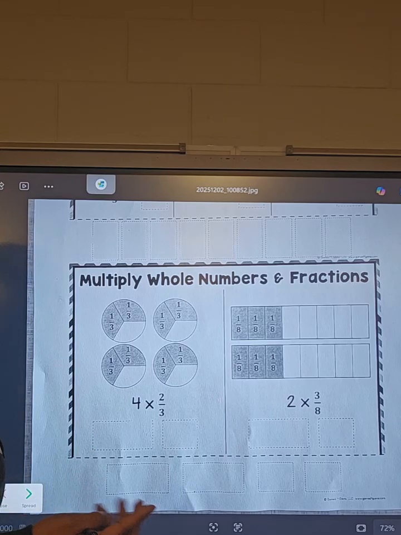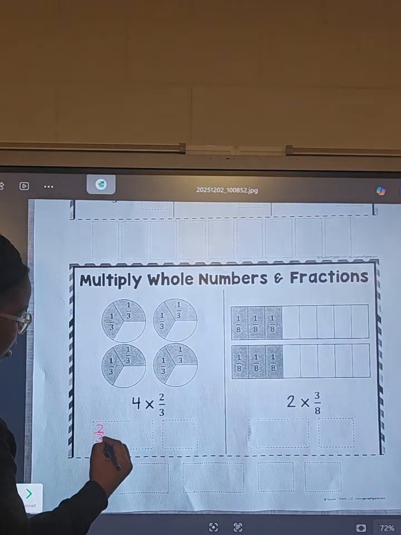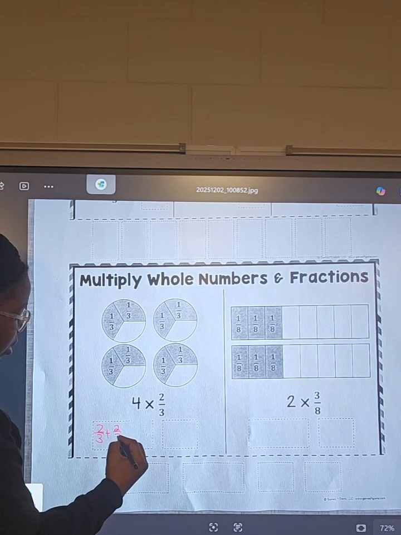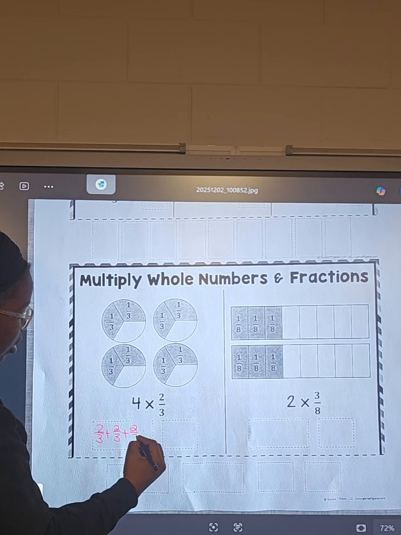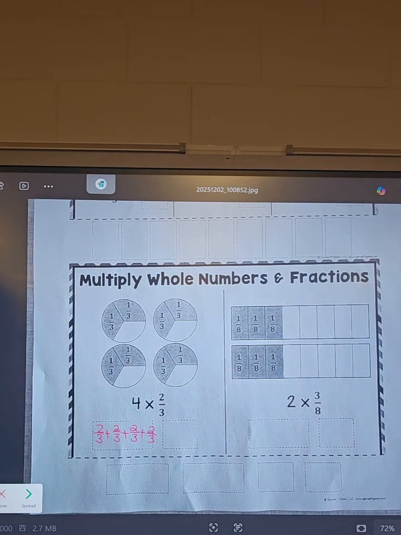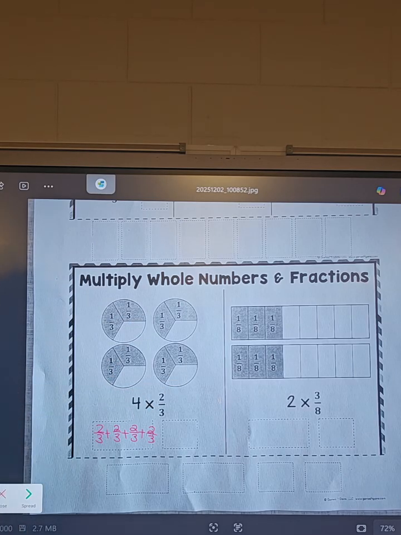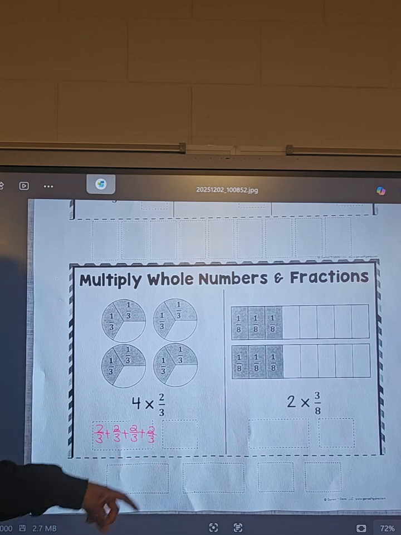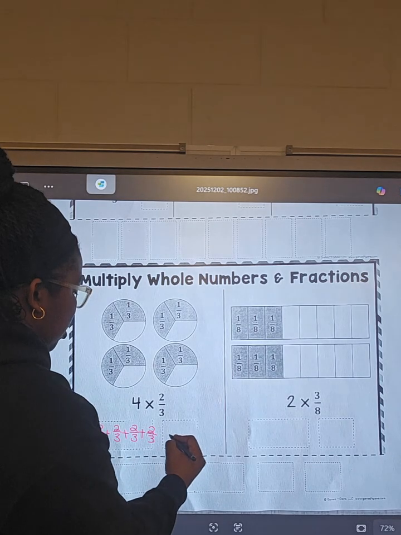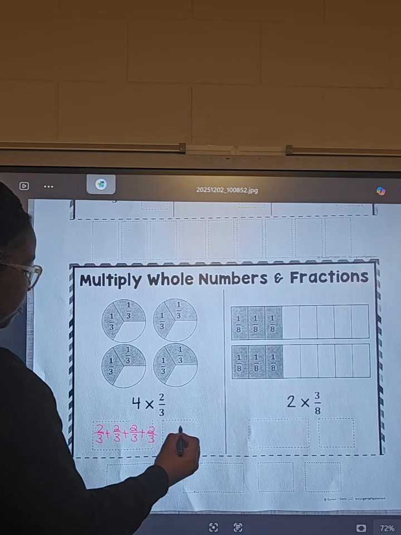So our repeated addition sentence would look like 2/3 plus 2/3 plus 2/3 plus 2/3. We're just adding the 2 plus the 2 plus 2 plus 2. So once we add across, our denominator stays the same. So I'm going to bring my 3 over. 2 plus 2 plus 2 plus 2 is 8.